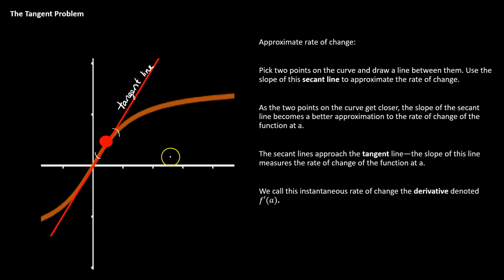So the tangent problem gave us these new ideas about a secant line and about a tangent line. And with these two ideas, we can answer the question about what is the rate of change for a nonlinear function? What's the instantaneous rate of change for a nonlinear function?